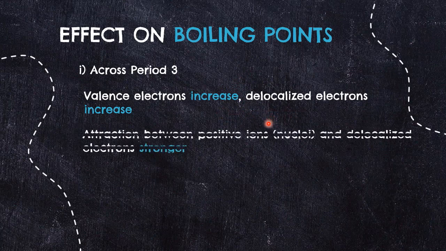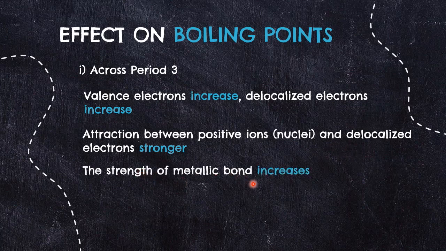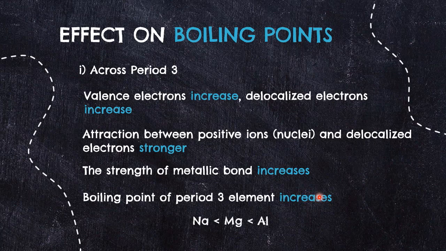So this will result in stronger attractions between the positive ions and the delocalized electrons, which then results in a stronger metallic bond. So these stronger metallic bonds tell us more energy is needed to overcome the forces between them. Hence, melting point increases from sodium to aluminium.